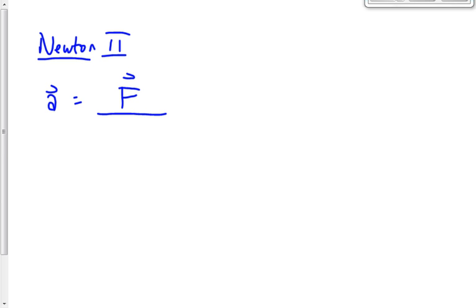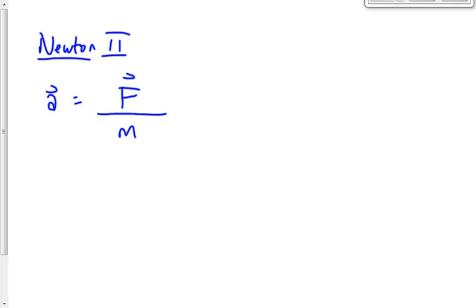What's the other thing? Nick, you have an answer for this one, right? What's the other thing that affects the acceleration? The mass. And the mass affects it inversely. So in other words, the bigger the mass, the smaller the acceleration.